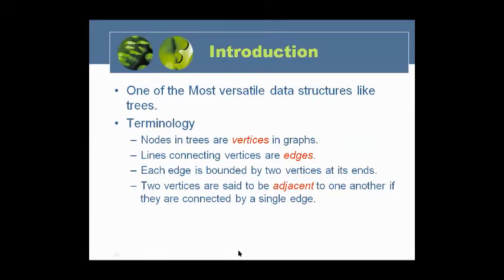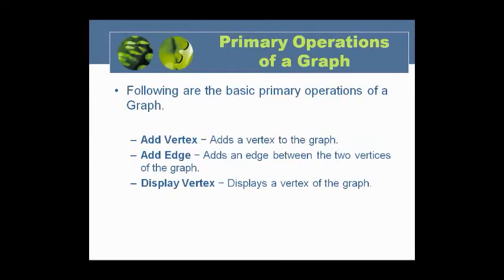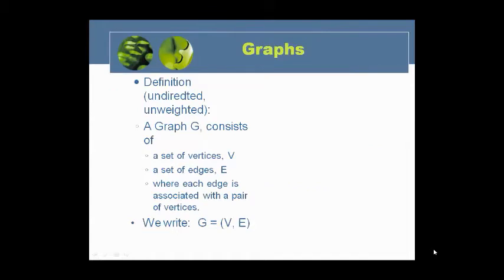Each edge is bounded by two vertices at its end. Two vertices are said to be adjacent to one another if they are connected by a single edge. The following are the primary operations of a graph. First is add vertex, which adds a vertex to the graph. Add edge adds an edge between two vertices of the graph. Display vertex displays a vertex of the graph.